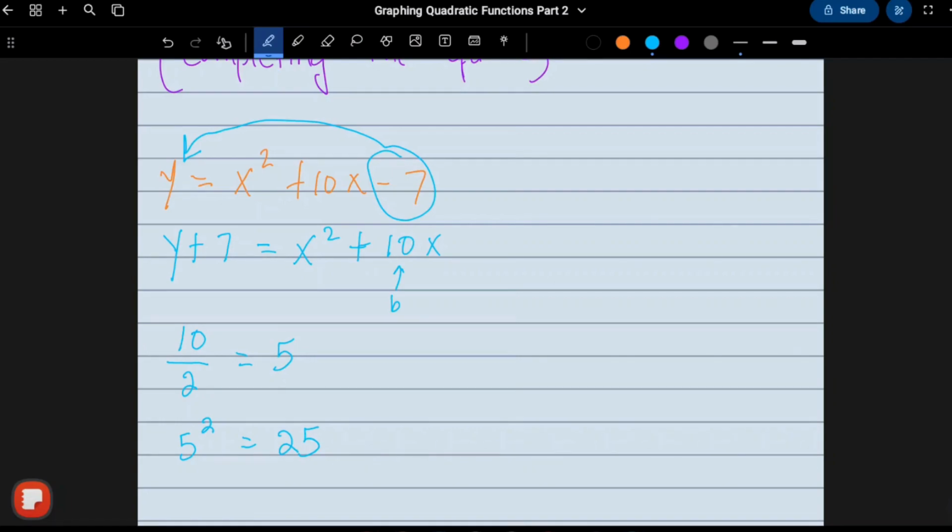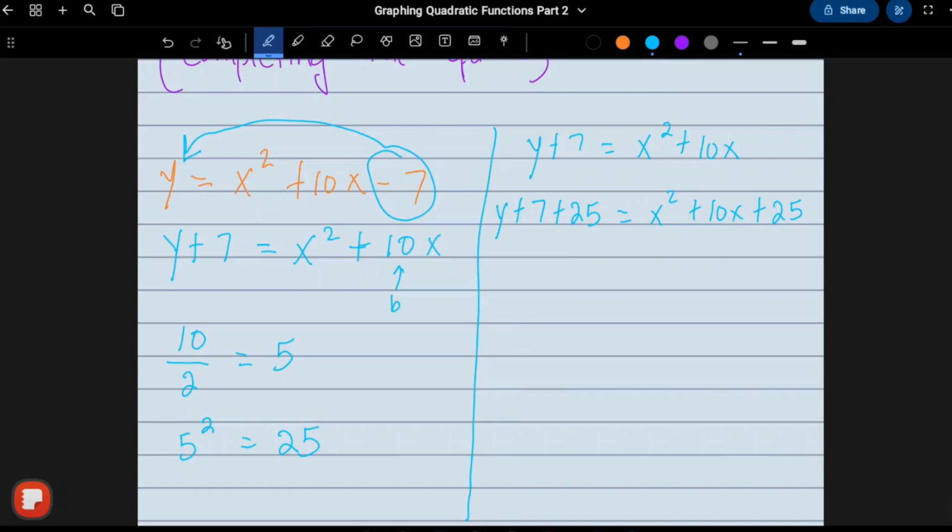Step 3. Okay, so I'm going to continue over on this side. Now, I'm going to take 25 and add it to either side of my equation. So remember, I had y plus 7 equals x squared plus 10x. So now I'm going to take 25 and add it to both sides. So y plus 7 plus 25, and then have x squared plus 10x plus 25.